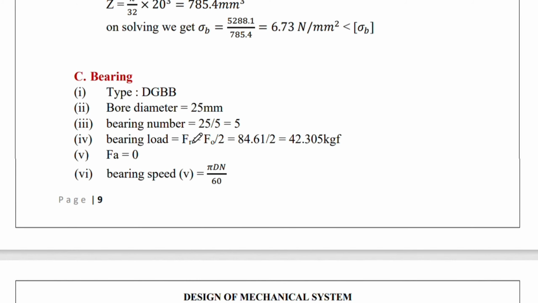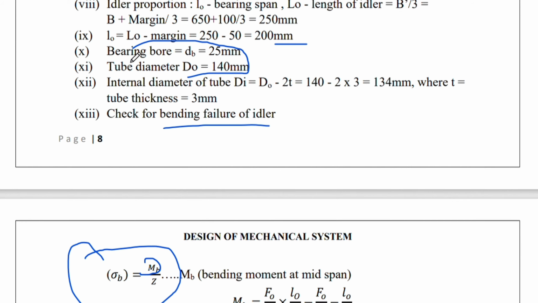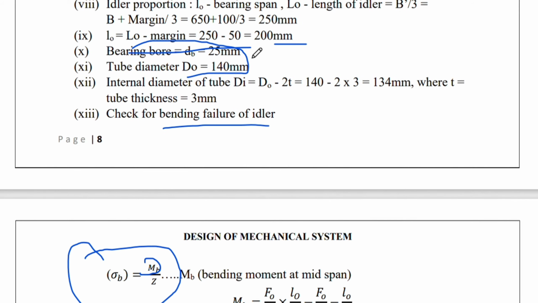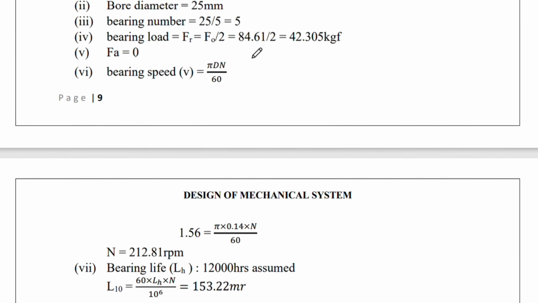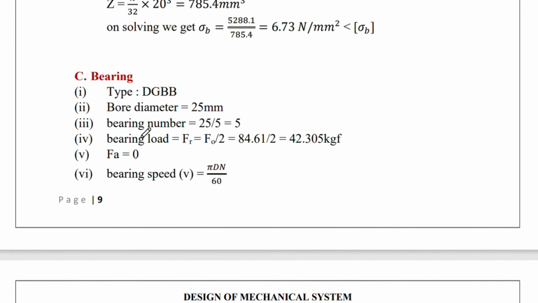Moving to the next and last design of this step, which is the bearing. In this bearing we select DGBB bearing, which is deep groove ball bearing. For that, the bore diameter will be 25 mm, as we have selected here. So through that we can get the bearing number, which is 25 divided by 5, which is 5. Bearing number will be 5.